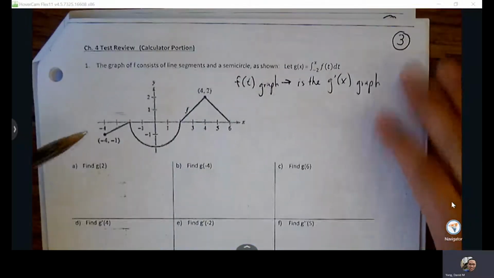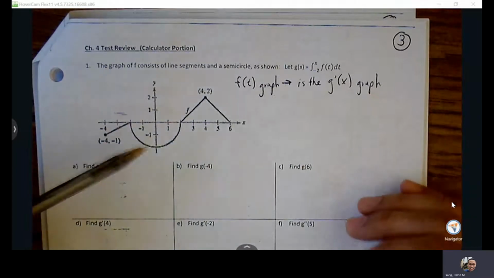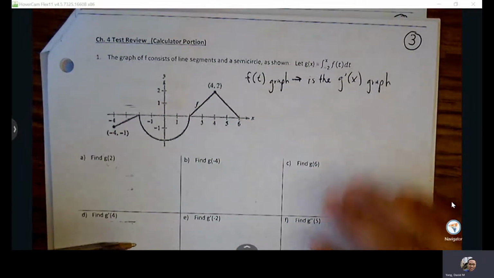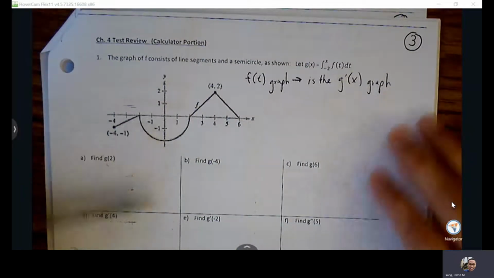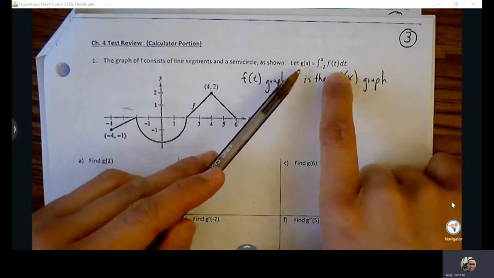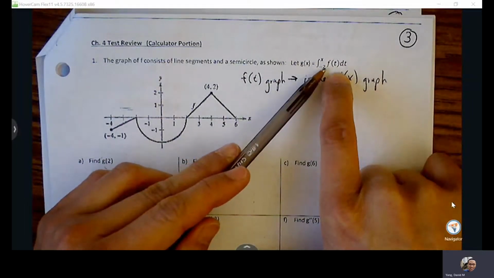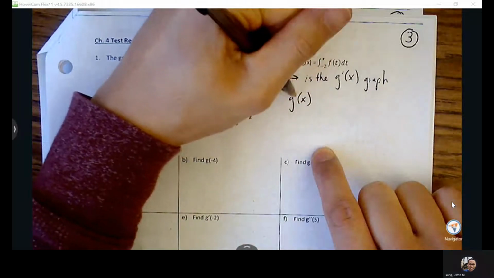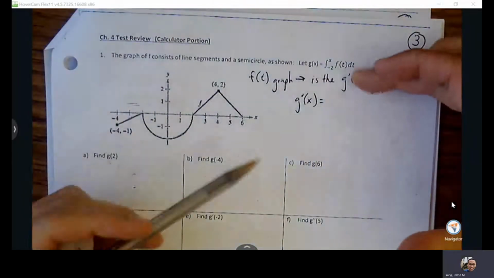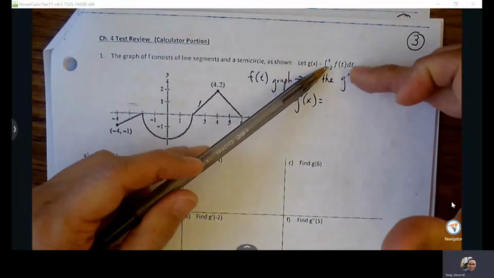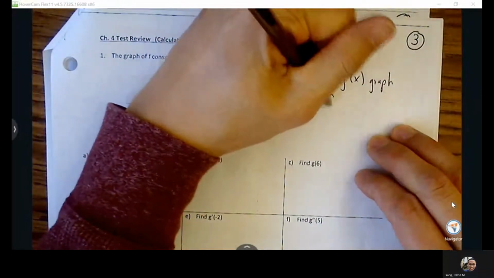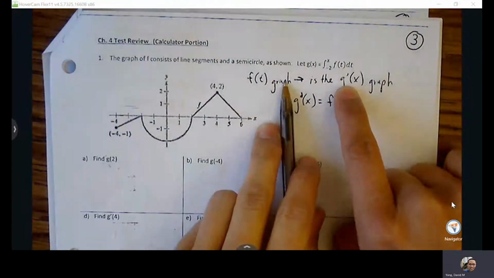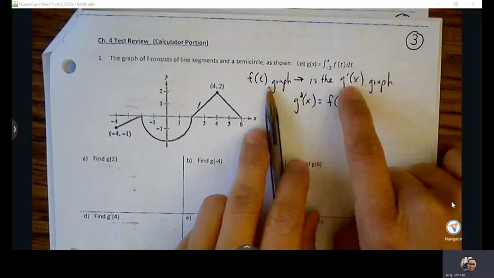Right. All of these problems are going to be in reference to g, so we need to be able to connect what's the relationship between g and f, right? And we gotta make that clear. So we know g is the definite integral from -2 to x of f of t, which means that g prime must be f of x, right? And we have established that, right? G prime is the f graph.